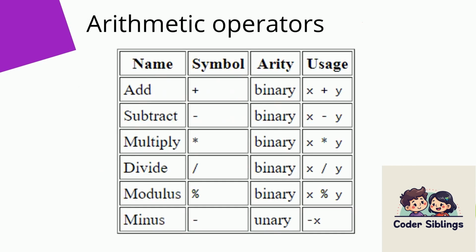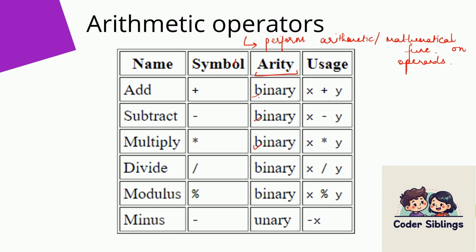Moving on to arithmetic operators. These are, as the name suggests, arithmetic operators. They are used to perform arithmetic or mathematical functions, right, on operands. Their arity is mostly binary, as we see here for all, right?